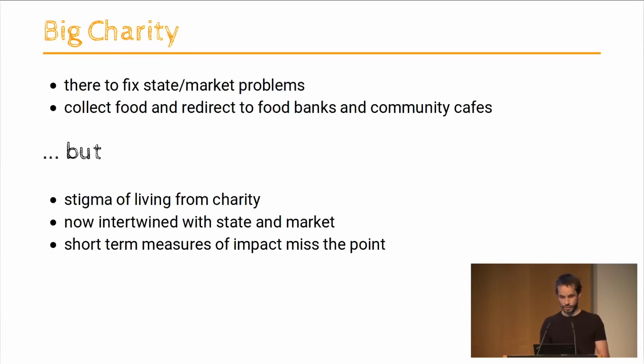However, this also has some problems. People don't want to live from charity. There's a lot of stigma associated with receiving food. If children are in the playground and their parents are getting their food from a food bank because they can't afford it, this is a stigma for the child as well. So people want dignity and independence and empowerment when they're sourcing their food.